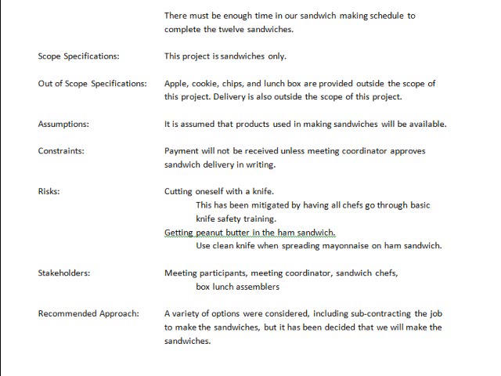With constraints, it's any factor that could limit the options available to the project. For example, we may not receive payment if someone doesn't get written approval from the meeting coordinator. Another constraint might be that there are no clean knives, so that would affect the options available to the project. We'd have to use spoons, and that might be difficult.